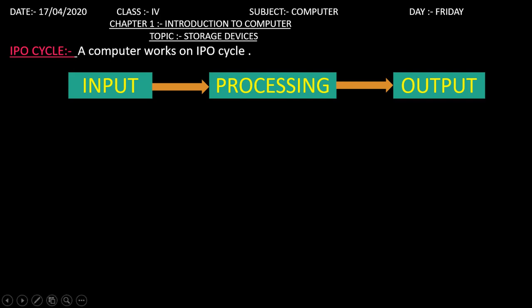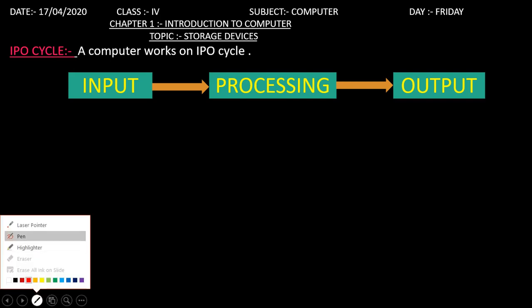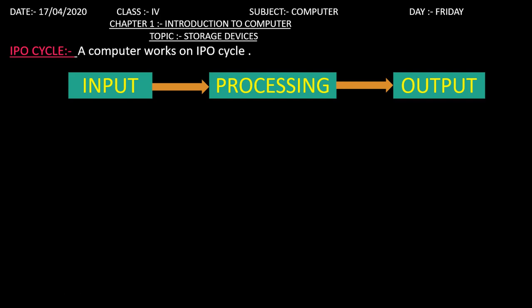But do you know where the computer holds this input or output? Yes, the computer needs one more device, and that's called a storage device. A computer uses its memory to store information, and those memory devices are also called storage devices.